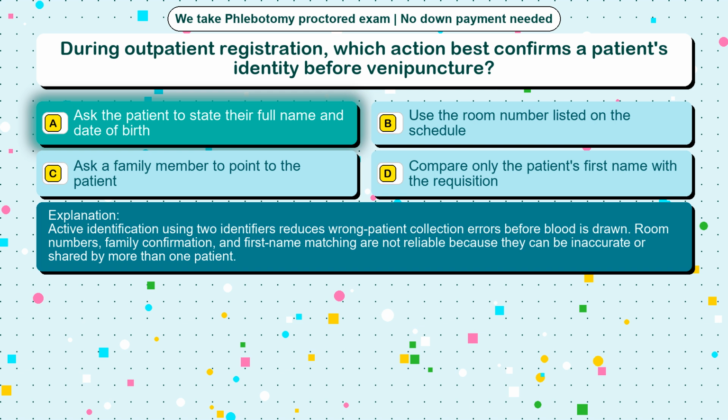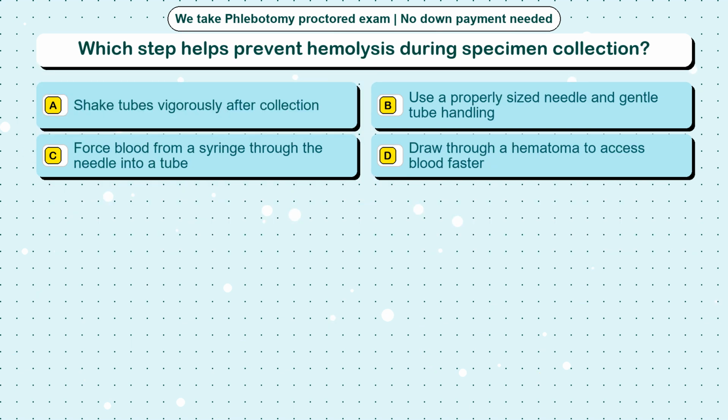than one patient. Question 59. Which step helps prevent hemolysis during specimen collection? Option A. Shake tubes vigorously after collection. Option B. Use a properly sized needle and gentle tube handling. Option C. Force blood from a syringe through the needle into a tube. Option D. Draw through a hematoma to access blood faster.